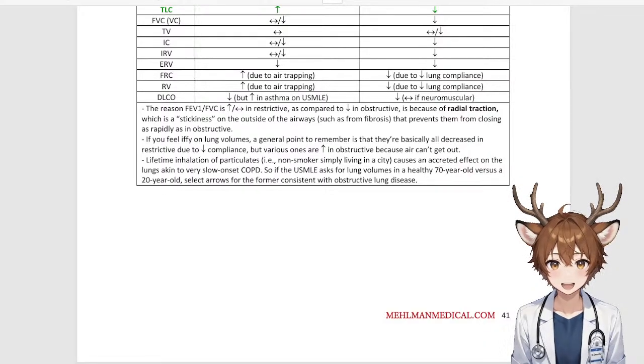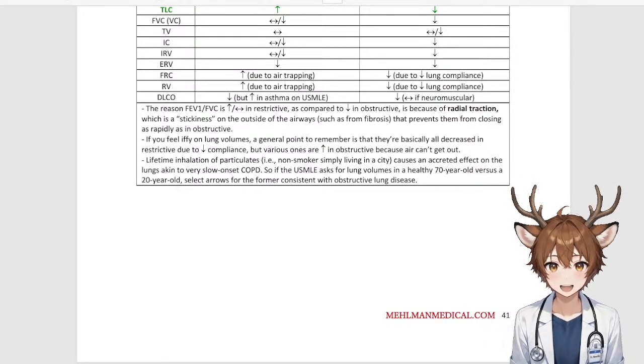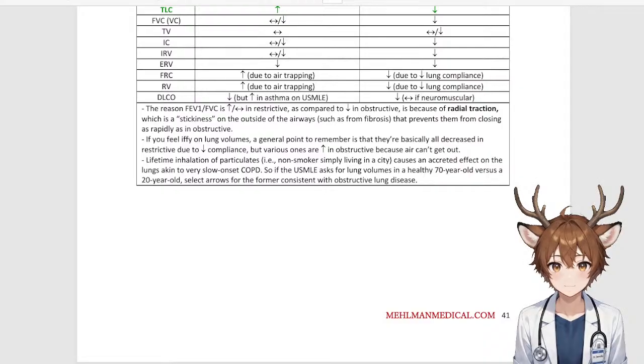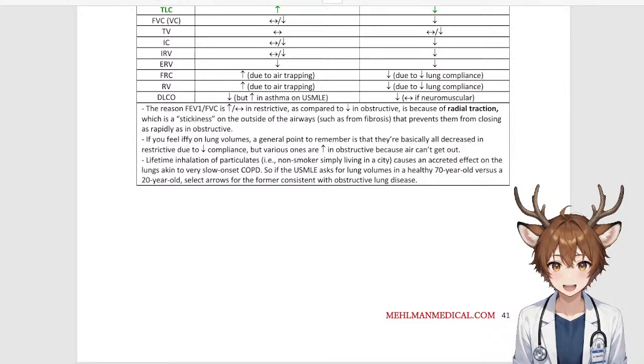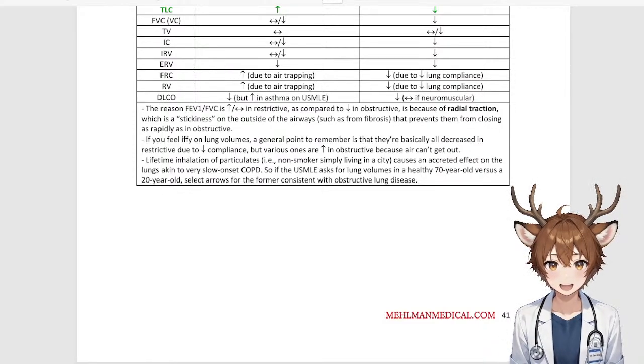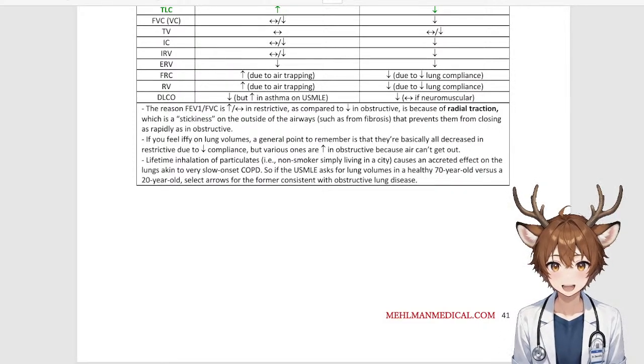Lifetime inhalation of particulates, i.e. non-smokers simply living in a city, causes an accreted effect on the lungs akin to a very slow onset of COPD. So, if the USMLE asks for lung volumes in a healthy 70-year-old versus a 20-year-old, select arrows for the former consistent with obstructive lung disease.